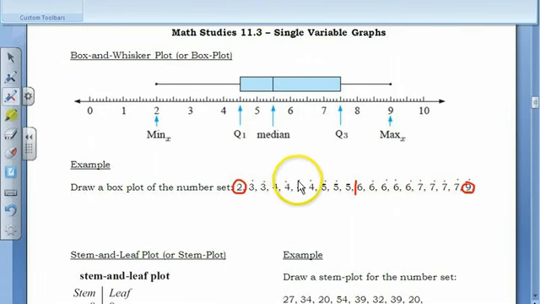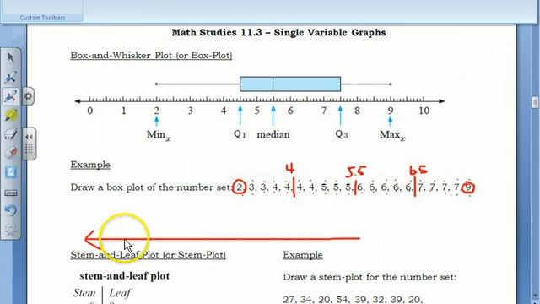And then when we're looking for our quartiles, we're going to cross off again. We cross off, I'll do it on the bottom this time. So that's going to be right here, and right here. So the minimum is 2, the first quartile is 4, the median is 5.5, the third quartile is 6.5, and the max is 9.